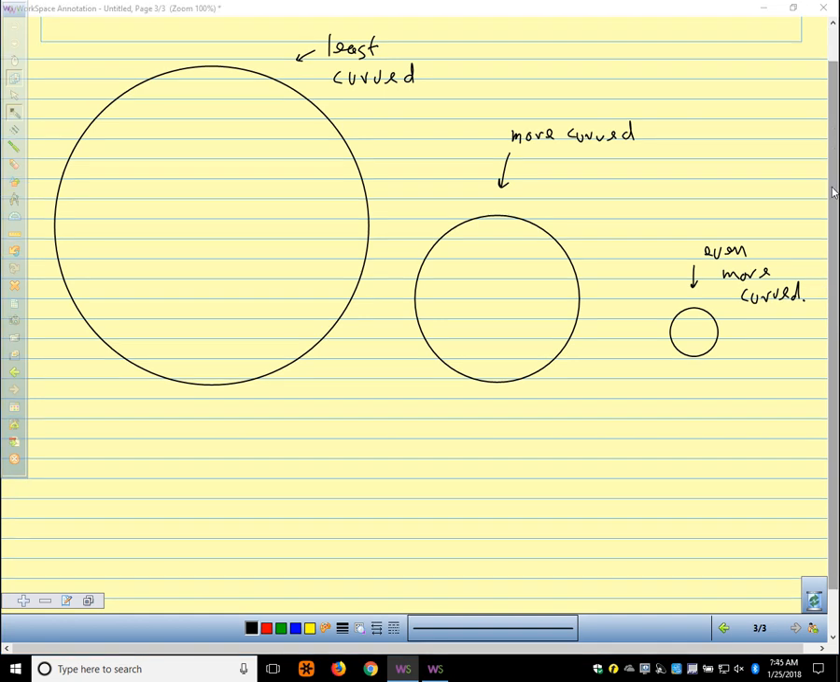So based on this observation, how do we expect curvature and radius to be related? The smaller the radius, the greater the curvature. So we should have an inverse relationship. So we expect an inverse relationship between curvature and radius.